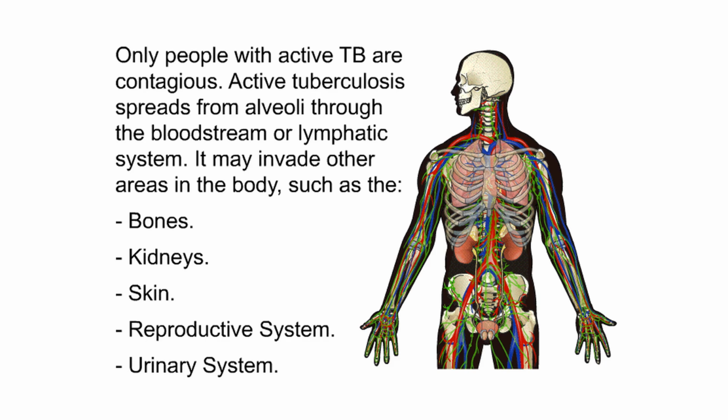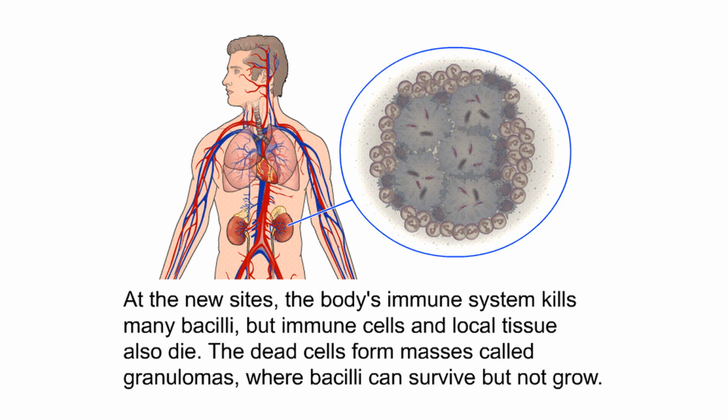Symptoms. Only people with active TB are contagious. Active tuberculosis spreads from alveoli through the bloodstream or lymphatic system. It may invade other areas in the body, such as the bones, kidneys, skin, reproductive system, and urinary system. At the new sites, the body's immune system kills many bacilli, but immune cells and local tissue also die. The dead cells form masses called granulomas, where bacilli can survive but not grow.